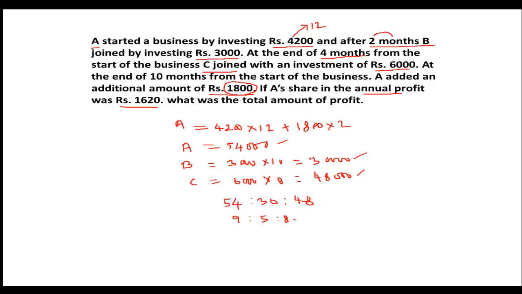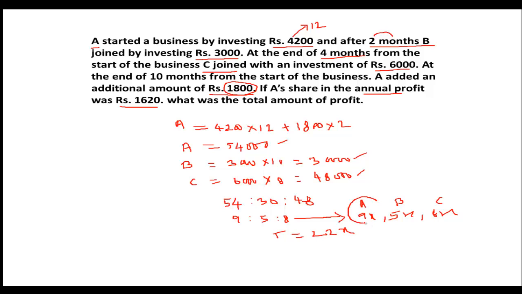Since the investment is in the ratio of 9 is to 5 is to 8, the profit share they will get is in the same ratio. Let their profits be 9x, 5x and 8x. So this is A's profit, this is B's profit, and this is C's profit. So the total profit will be equal to 22x.